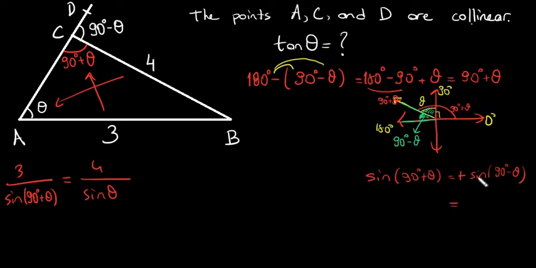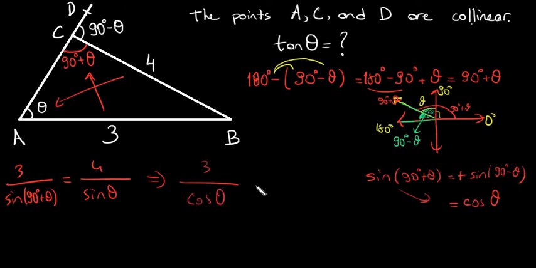And sine and cosine functions are co-functions when the sum of the measures is 90 degrees. So sine of 90 degrees minus theta is going to be equal to cosine of theta. As you see, 90 minus theta plus theta is going to be 90. So this function and this function are co-functions. That means sine of 90 plus theta is going to be cosine of theta. Alright, so let's write this expression one more time. 3 over sine of 90 plus theta is going to be cosine of theta.